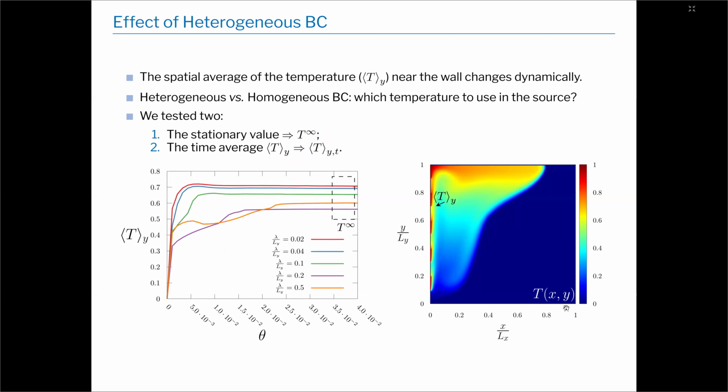So how do we compare it to a homogeneous case? Of course, we cannot use the naive assumption of using TH because it's clearly a different mean temperature near the boundary. In fact, what we did was plotting the spatial average of the temperature near the boundary, and we can see that it has a very dynamic evolution. So we decided to use two equivalent temperatures. The first one was the stationary value that is clearly reached for every different lambda. And the other one is simply the time average of this spatial average over this domain.